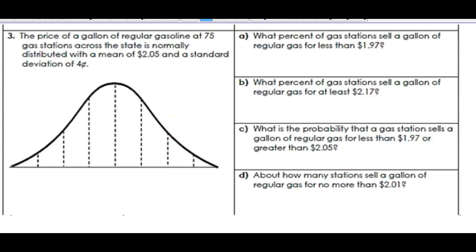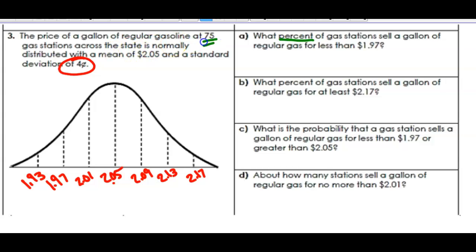One more, I guess. It says gas is 2.05 and the standard deviation is 4 cents, so we'd have 2.09, 2.13, 2.17. Going this way, we'd have 2.01, 1.97, and 1.93. What percent? Okay, so there we just care about percent. Actually, we're going to have to use that 75 eventually, but what percent of gas stations sell a gallon for less than 1.97? That would be this going down.